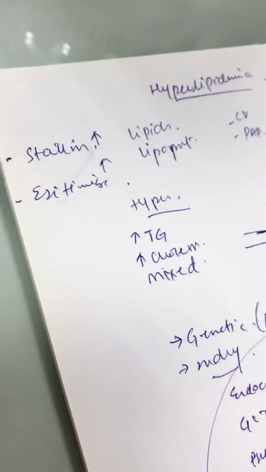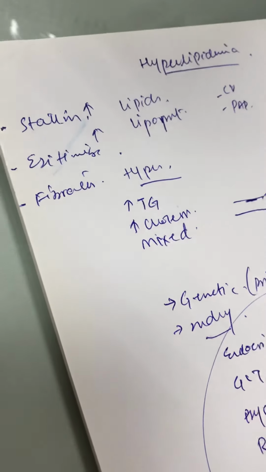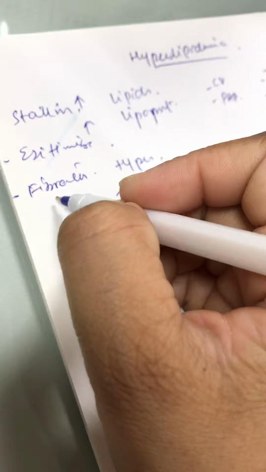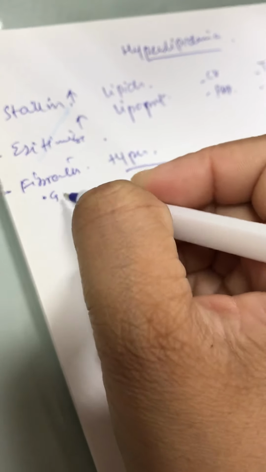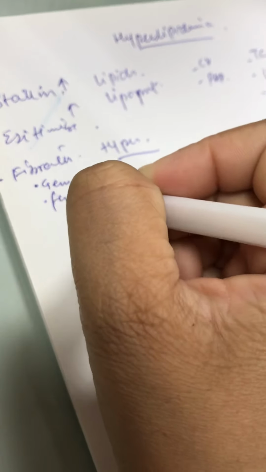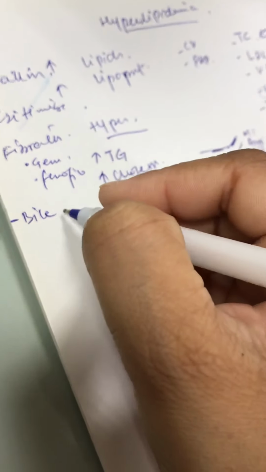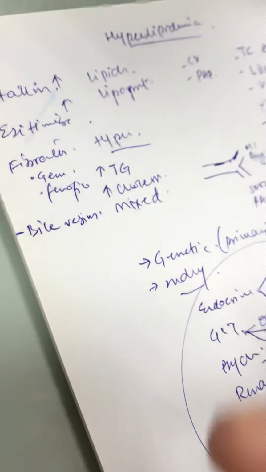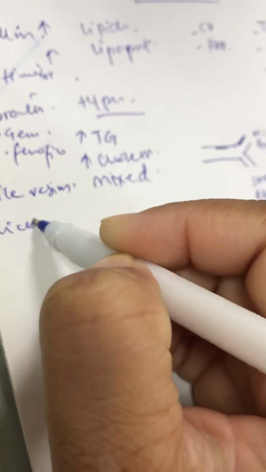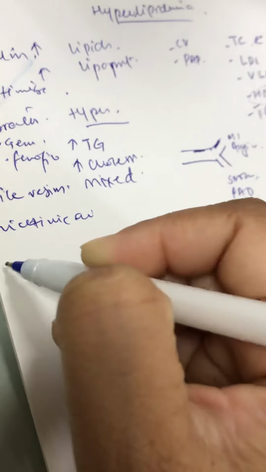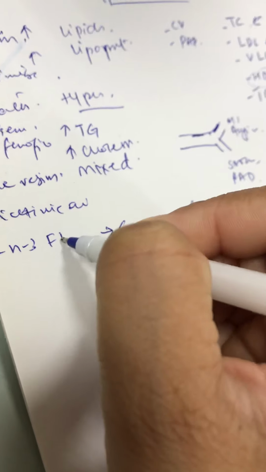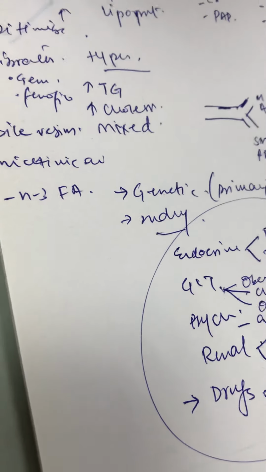These drugs are used in different combinations to treat the patient with hyperlipidemia. Number 3 is fibrates, which are important to treat patients when the triglyceride levels are high. These include gemfibrozil as well as fenofibrate. Then we have bile acid binding resins, which are cholestyramine and colestipol. In addition to that, there is nicotinic acid and omega-3 fatty acids, which are obtained from cod liver oil capsules.